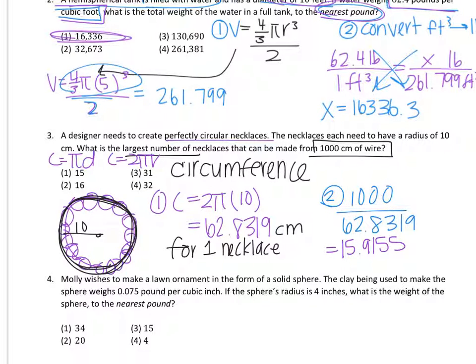15.9155. Now, we can immediately cross off choice 3 and 4 because those are not even close to 15 or 16, but we really have to decide here, do we have enough wire for 15 or 16 necklaces? If I were to cut it off at 15, that means I have a little bit of extra wire. 16 is too high. I don't have enough wire for it, which means we have to stick with 15.